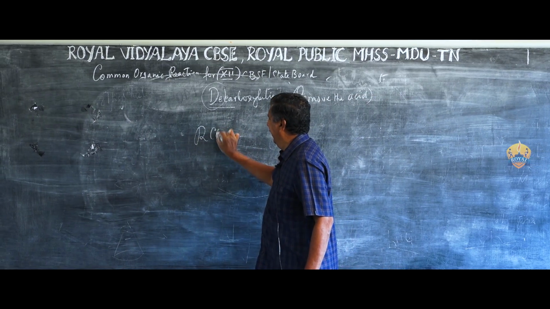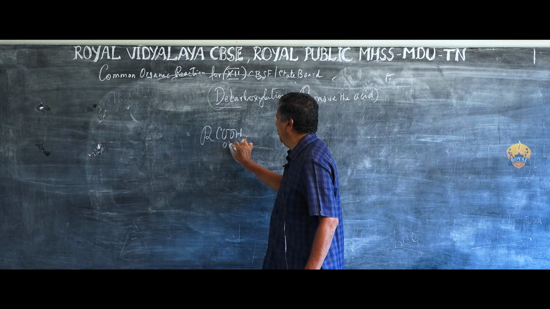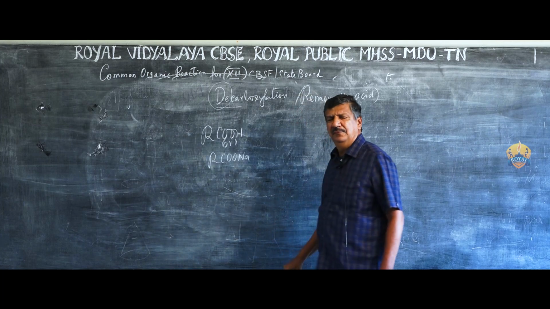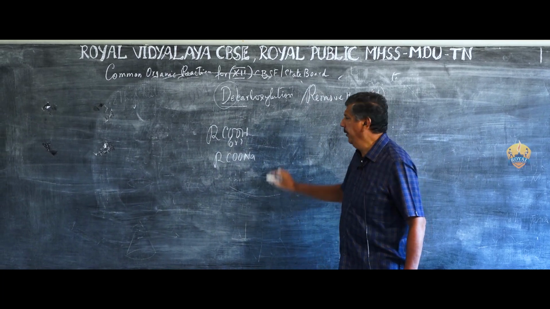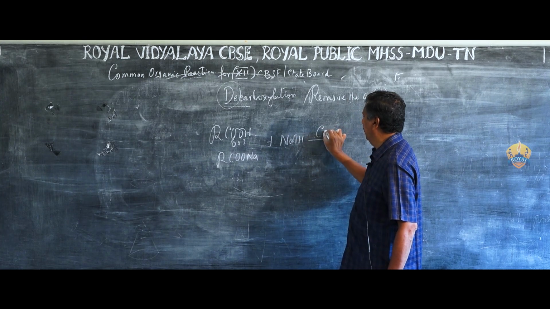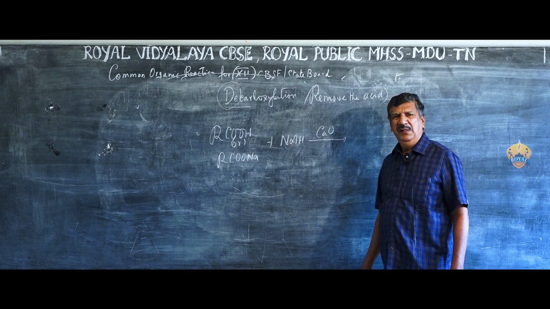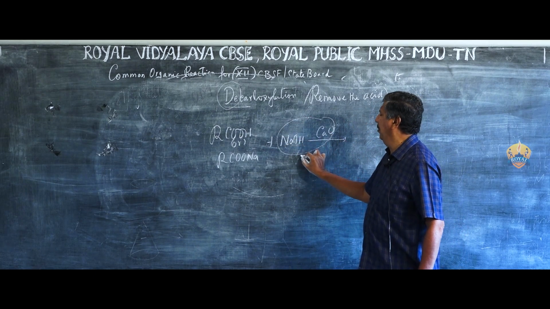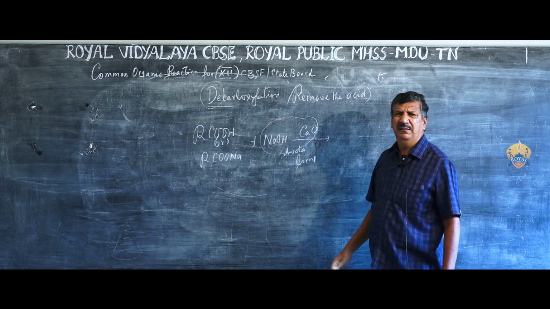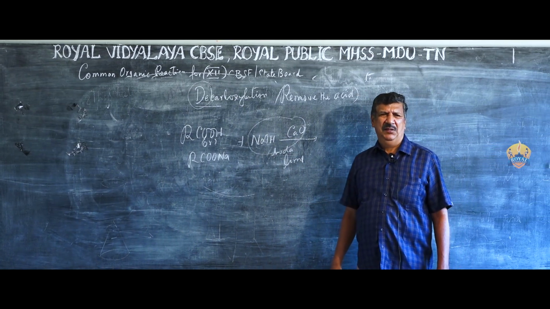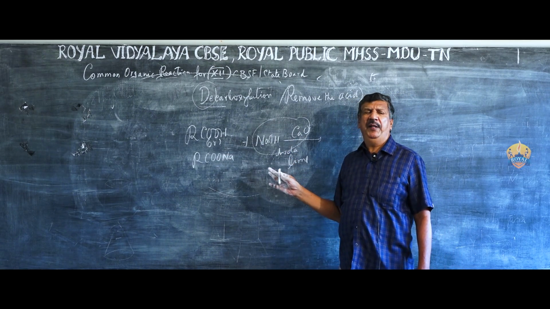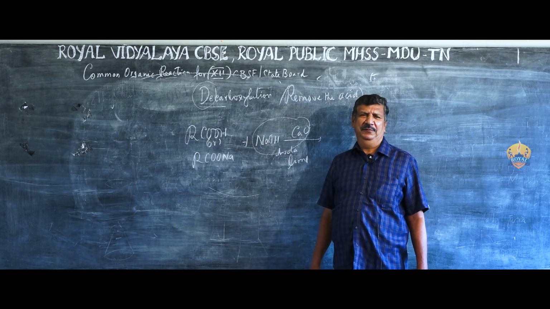You take any acid or its sodium form, anything acceptable. You treat with sodium hydroxide plus calcium oxide. This combination is called soda lime. They'll ask you this for 1 mark: soda lime. What does it do? When you treat the acid or sodium salt with soda lime, the acid group will be removed.